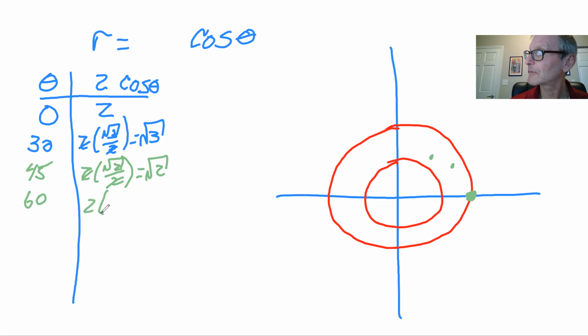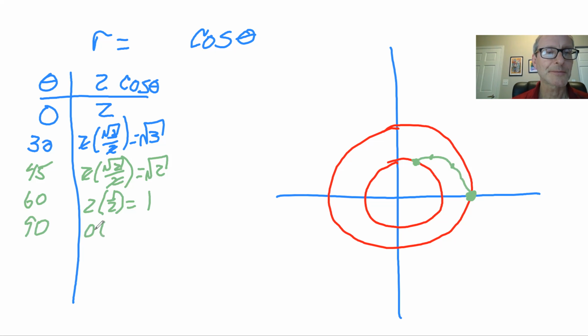2 times 1/2, yep. And so that would give us 1. So at 60 degrees, it'd be about here, which is 1. So if you start connecting the dots, it's going to go like that. And then what's next? Well, what's next is 90 degrees. And 90 degrees is 0.